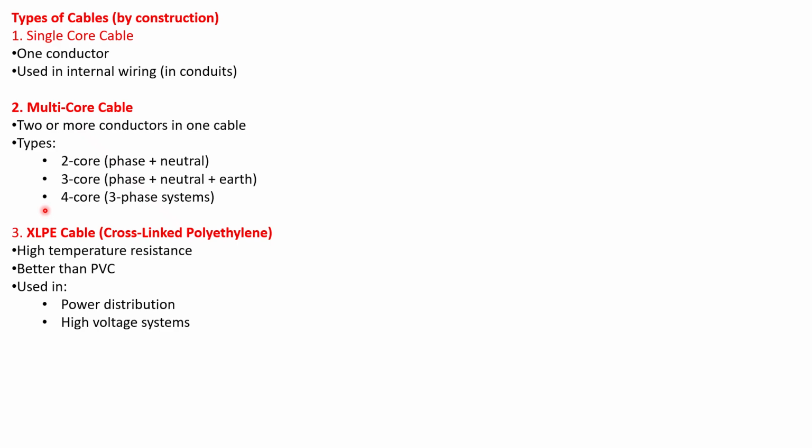And the four core cable is used for three phase systems, three for three different phases, and four for neutral. Third category is XLPE, that is cross-linked polyethylene cables. They have high temperature resistance, better than PVC, used in power distribution, used in high voltage systems.